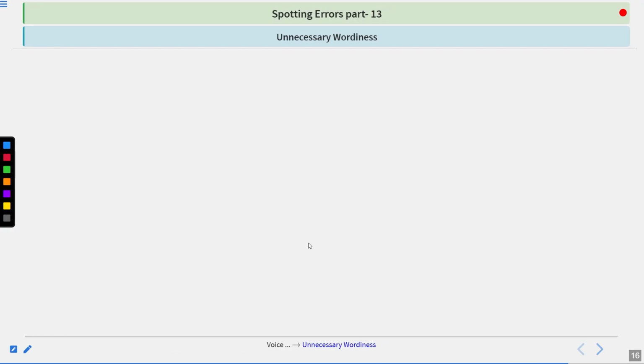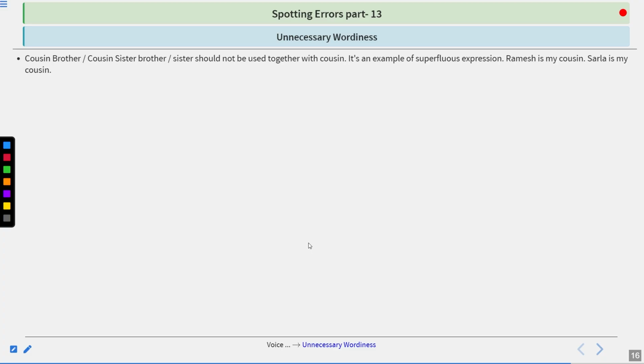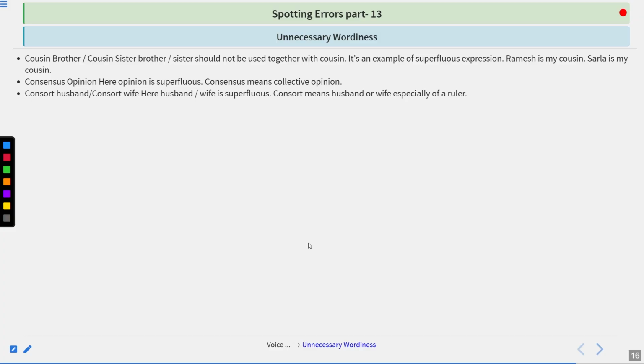Unnecessary wordiness. Cousin brother, cousin sister. Brother, sister should not be used together with cousin. It is an example of superfluous expression. Ramesh is my cousin. Sarla is my cousin. So do not use cousin brother and cousin sister. Consensus opinion. Here, opinion is superfluous. Consensus means collective opinion. Consort husband, consort wife. Here husband, wife is superfluous. Consort means husband or wife, especially of a ruler.